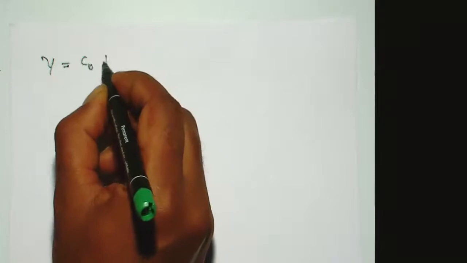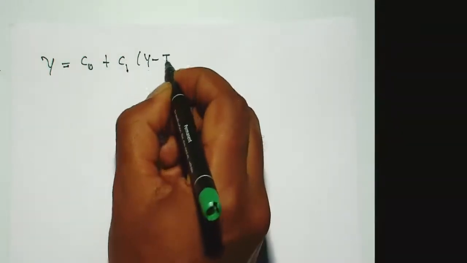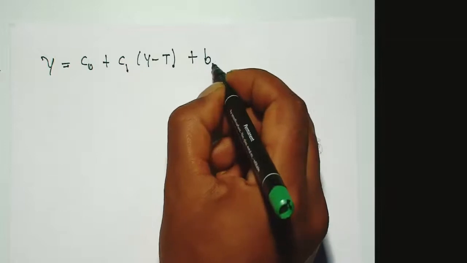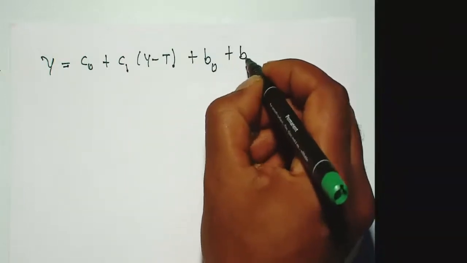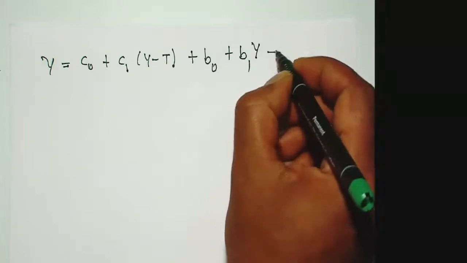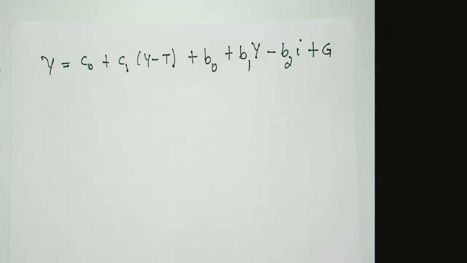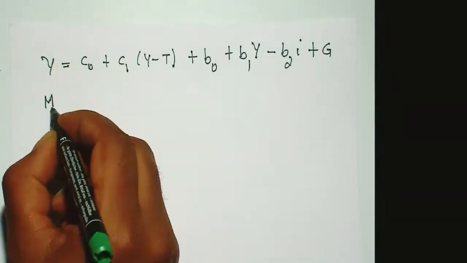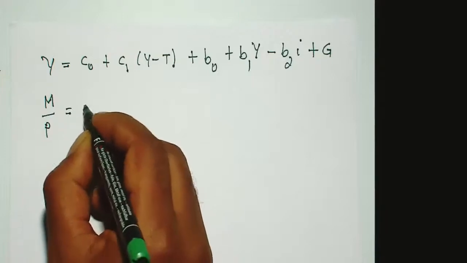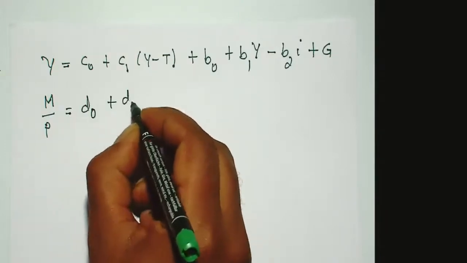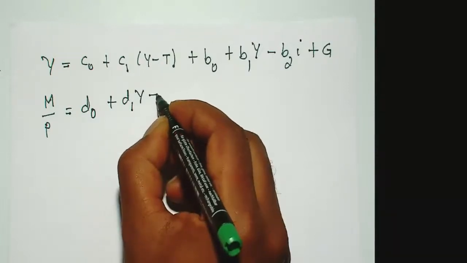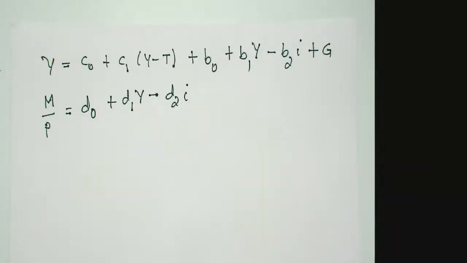So our IS is represented by Y is equal to C0 plus C1 times (Y minus T) plus B0 plus B1 Y minus B2 I plus government expenditure G. And our LM is represented by M over P is equal to D0 plus D1 Y minus D2 I.